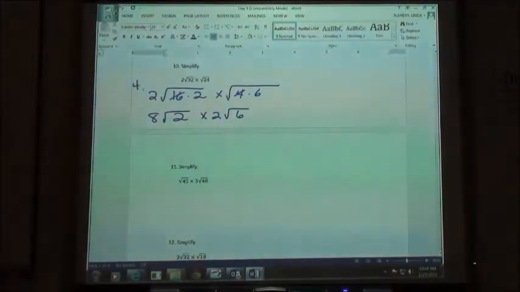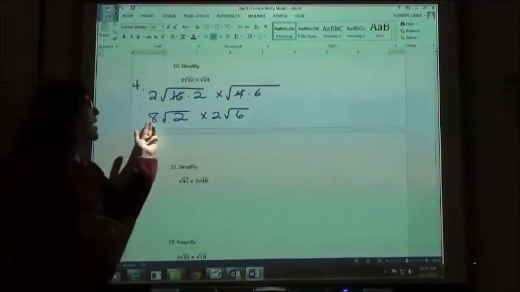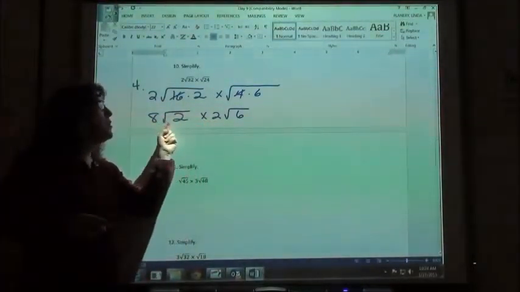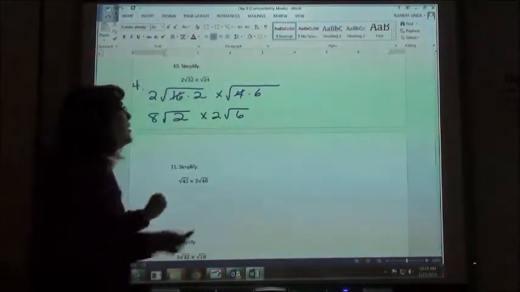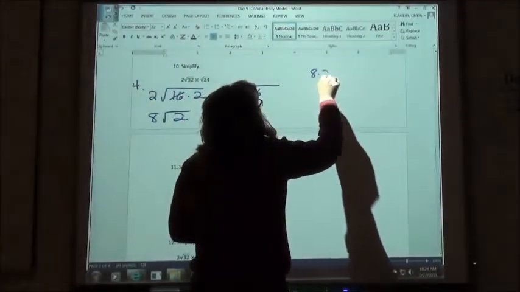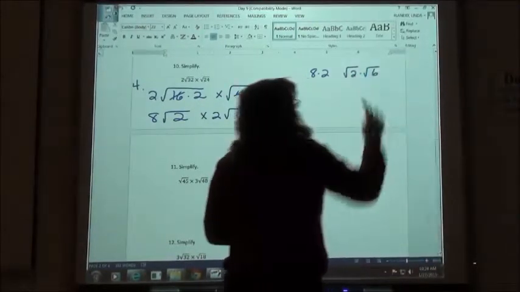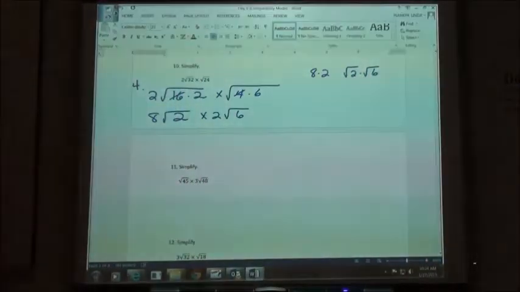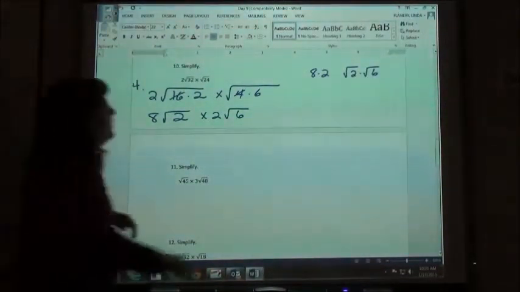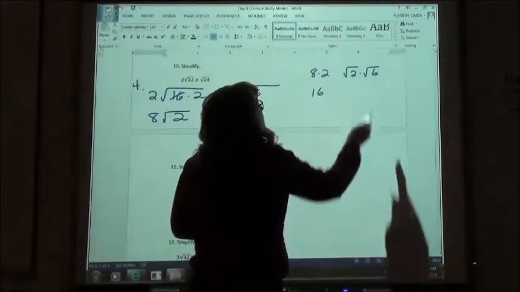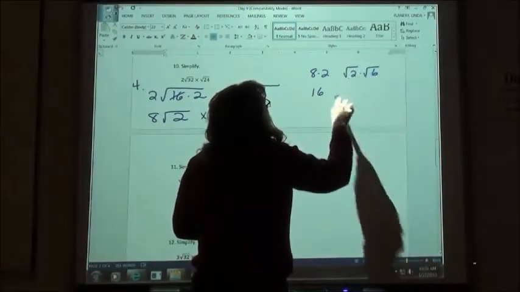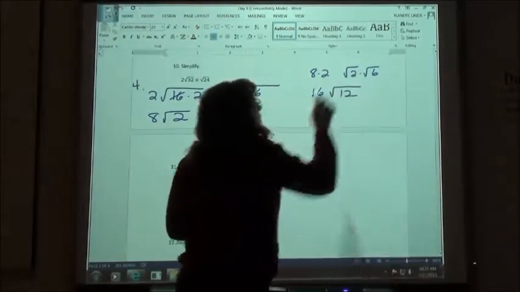Now this is the part that's a little different once we get to multiply. What we're going to do is multiply the front numbers together. We're going to multiply our square roots together. So we're going to do the 8 times the 2, and we're going to do the square root of 2 times the square root of 6. So 8 times 2 is 16. The square root of 2 times the square root of 6 would be the square root of 12.